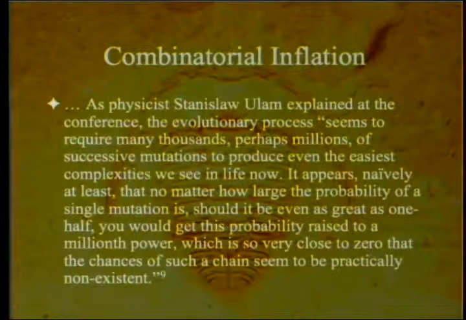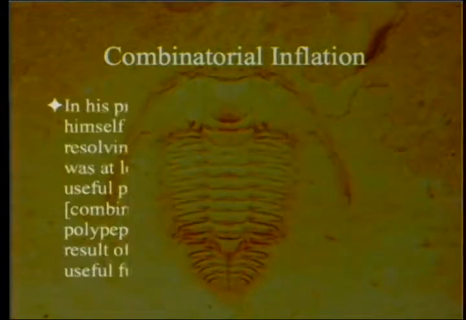As physicist Stanislaw Ulam explained at the conference, the evolutionary process seems to require many thousands, perhaps millions, of successive mutations to produce even the easiest complexities we see in life now. It appears, naively at least, that no matter how large the probability of a single mutation is, should it be even as great as one half, you would get this probability raised to a millionth power, which is so very close to zero that the chances of such a chain seem to be practically non-existent.